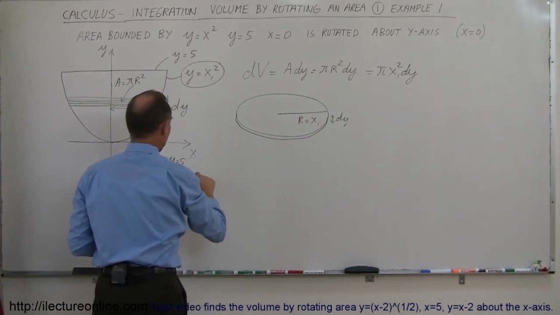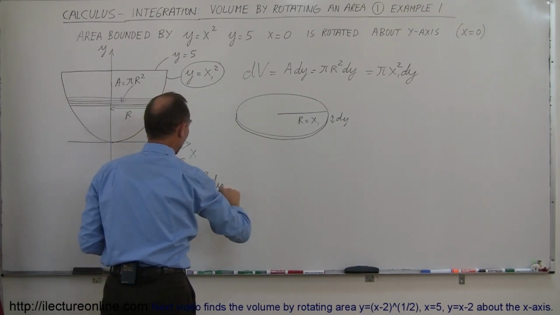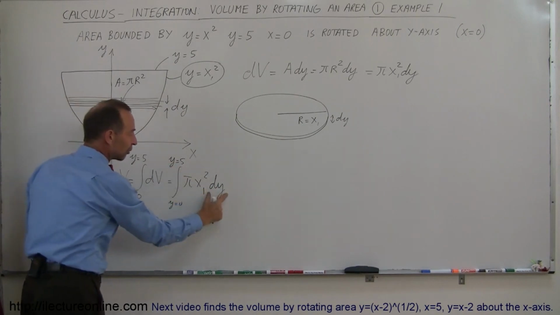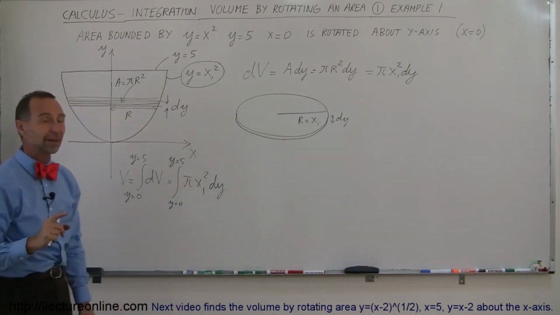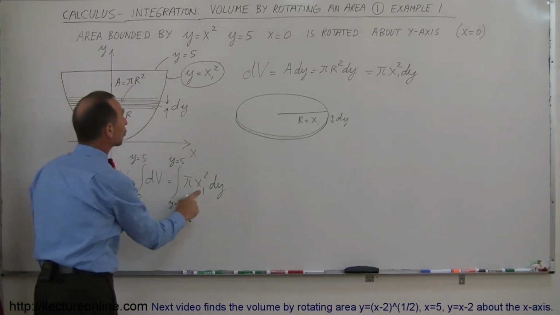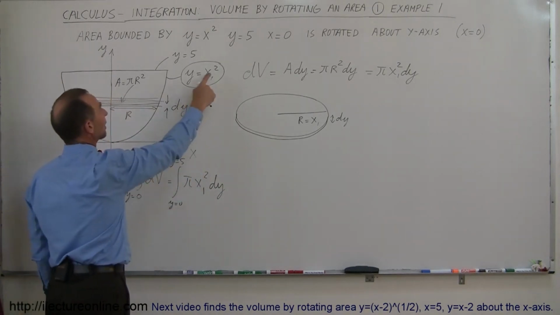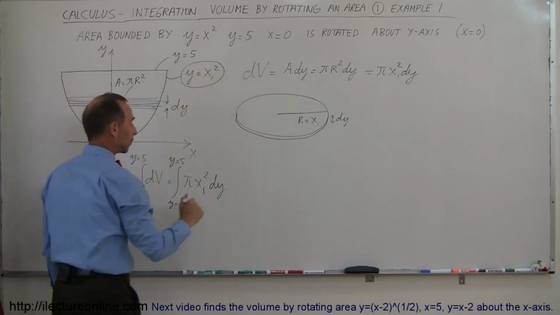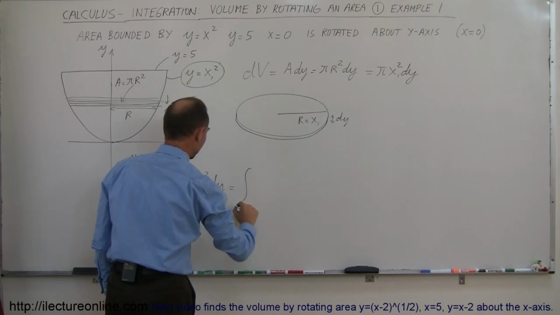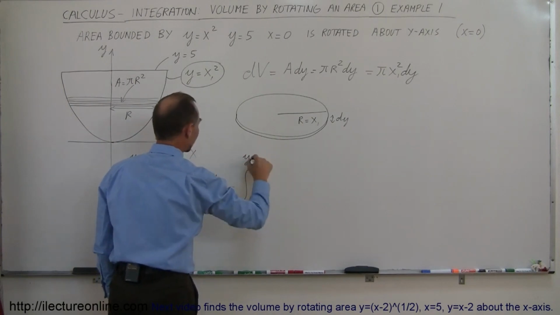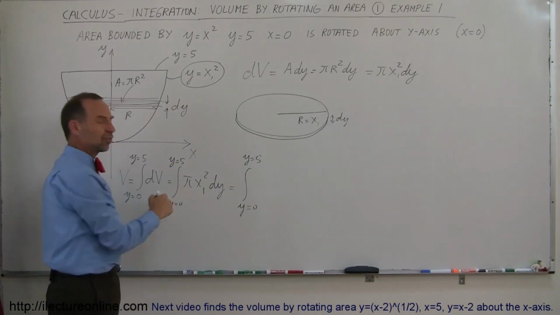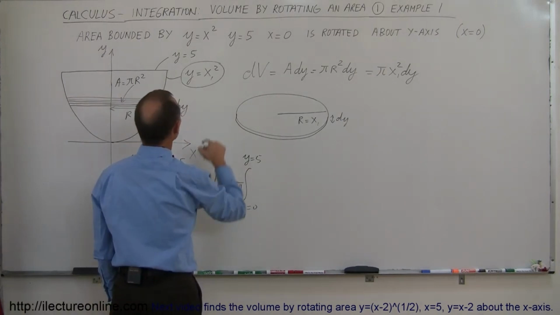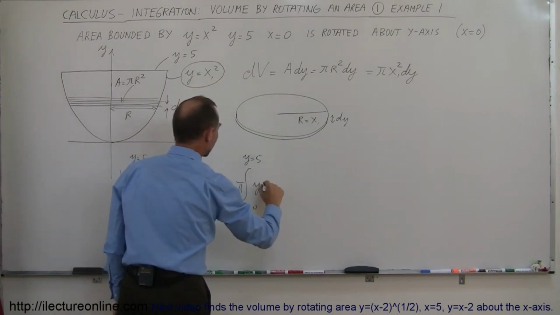pi x1 squared dy. Now you can see that my limits are in terms of y, my differential is in terms of y, but my variable is in terms of x. So I'm going to have to replace that x by what it's equal to in terms of y. So when I come up here, I see that x1 squared is equal to y. So instead of writing x1 squared, I'm going to write y. So this is equal to the integral from y equals 0 to y equals 5. And notice that pi is just a constant, so I can take that outside the integral sign. So I'll write it here, pi. And instead of x1 squared, I'm going to write y dy.